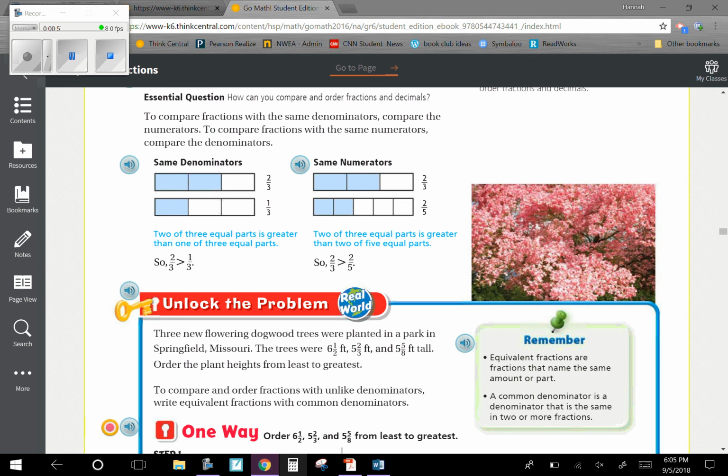If they're the same numerators, so they both have 2 something, 2/3 is that top rectangle, 2/5 is that bottom rectangle. So 2 of 3 equal parts is greater than 2 of 5 equal parts. So it's kind of the opposite of if they have the same denominators, because if the numerator's the same, then we're going to go with the smaller denominator, and that's going to be greater. So 2/3 is greater than 2/5.